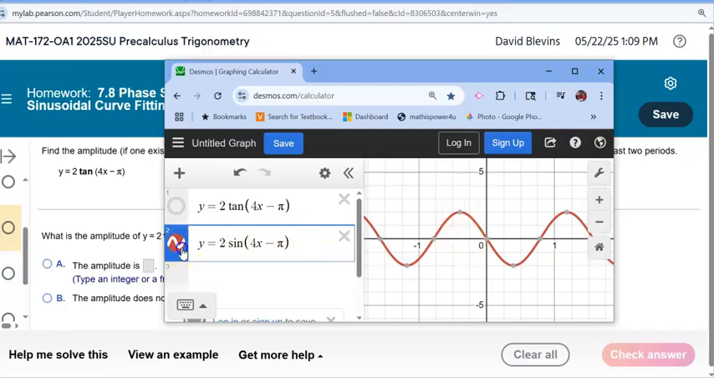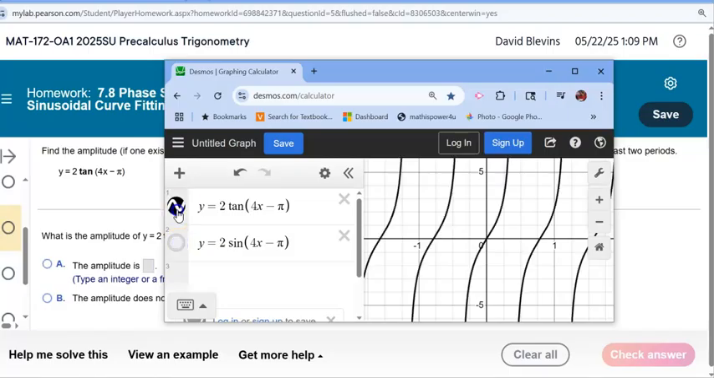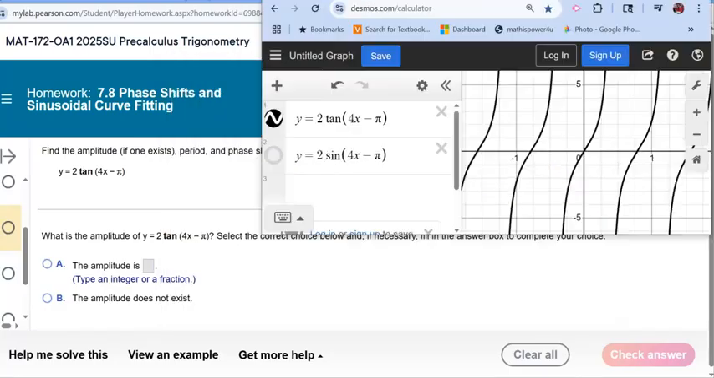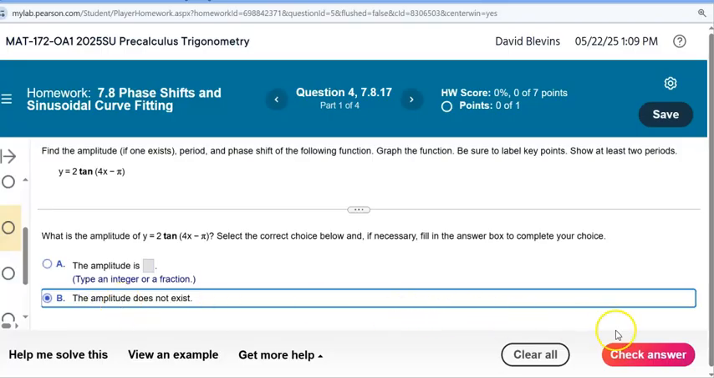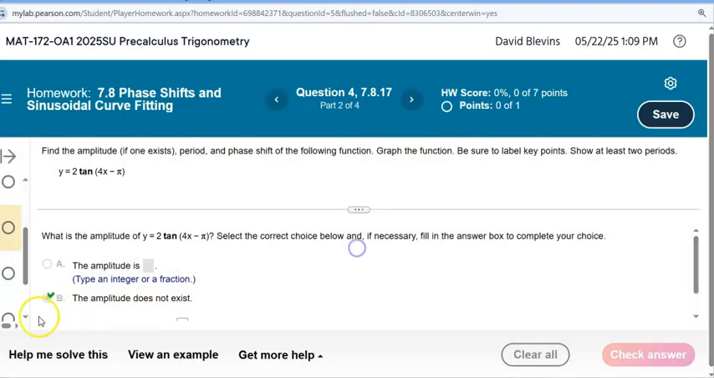But with tangent, you don't have a place where it peaks and then bends and starts going back down. You don't have anything like that. Tangents just go off to infinity. So we don't have an amplitude. That's not what we refer to when we're talking about a tangent function. So the amplitude doesn't exist here because this is not a sine or a cosine function.